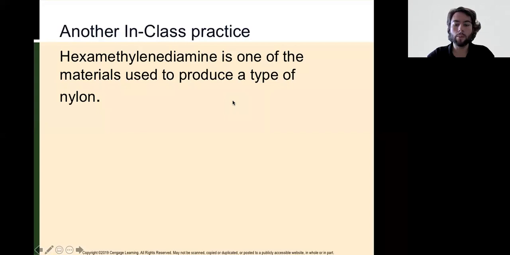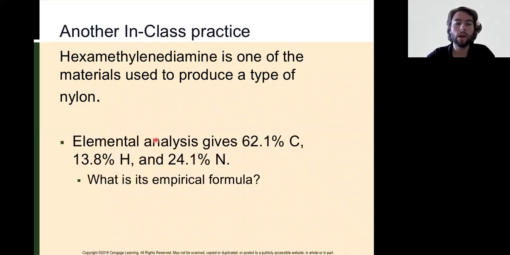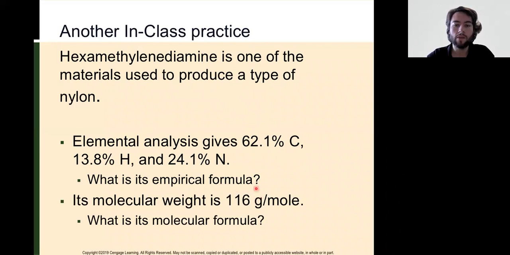The example that we're going to be looking at today is hexamethylene diamine, one of the materials used to produce a type of nylon. Elemental analysis gives us 62.1% carbon, 13.8% hydrogen, and 24.1% nitrogen. So this all adds up to 100. We're being asked, what is the empirical formula? And after we've determined the empirical formula, we can use the molecular weight, which is 116 grams per mole, to determine the molecular formula.